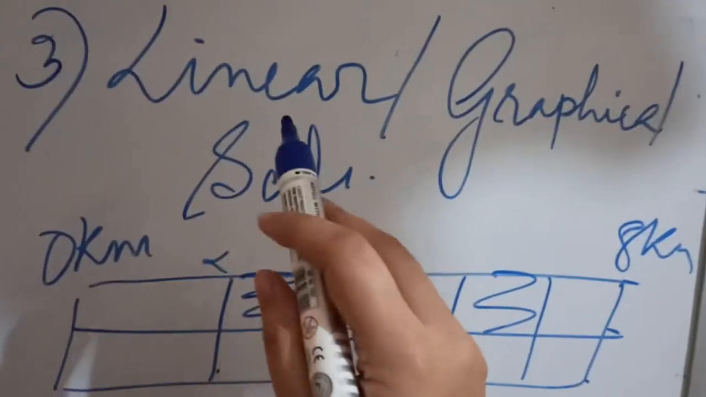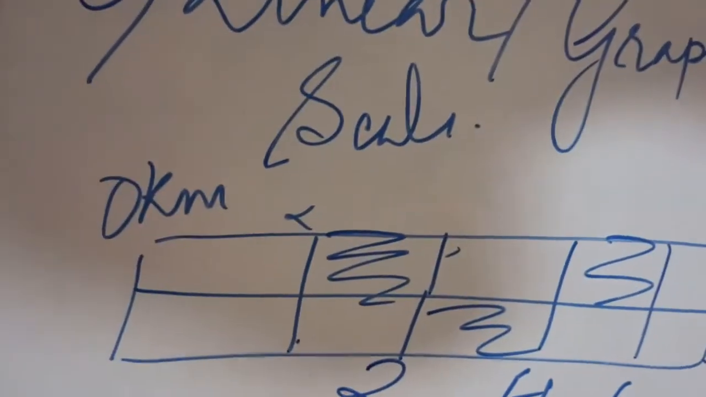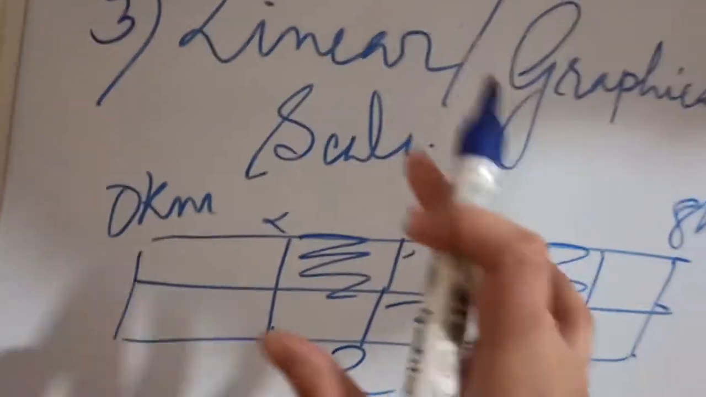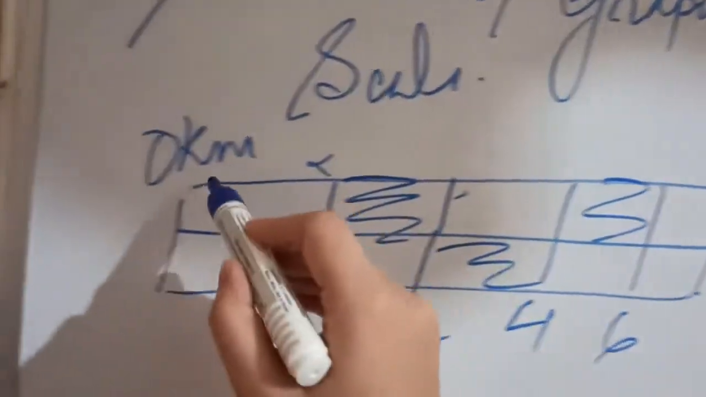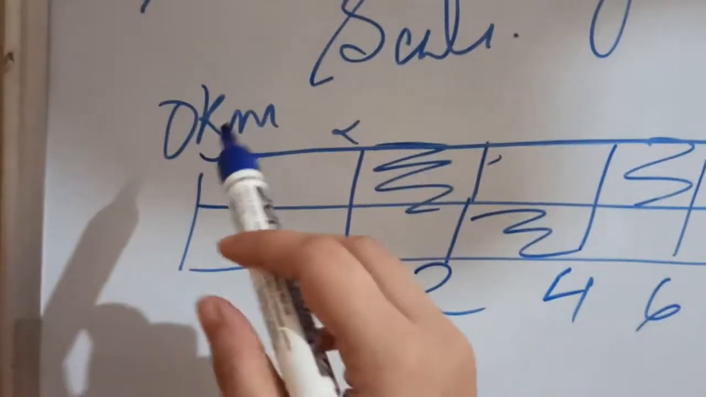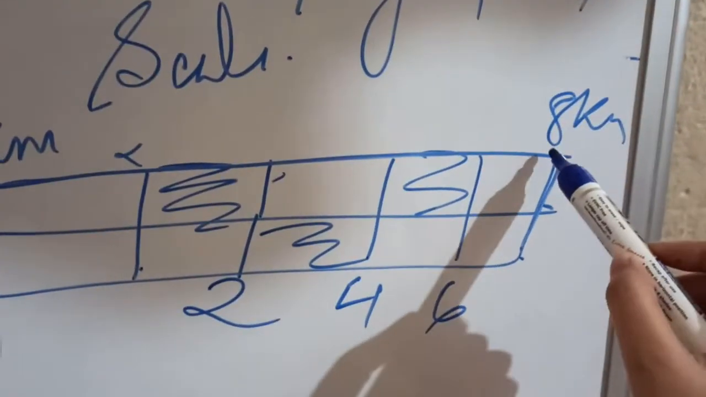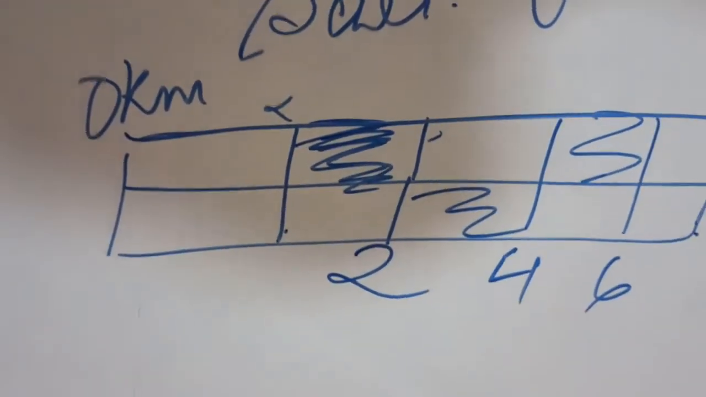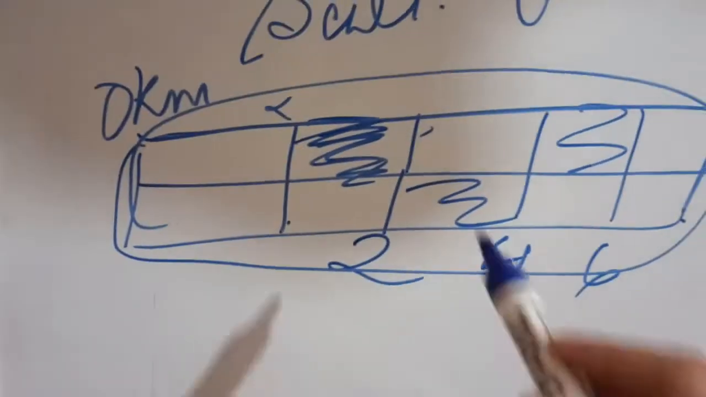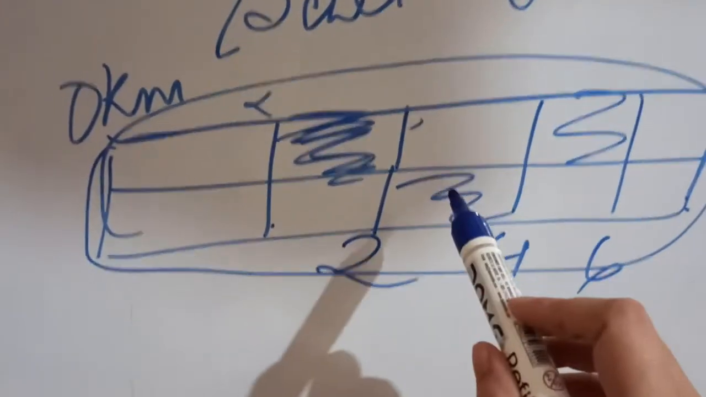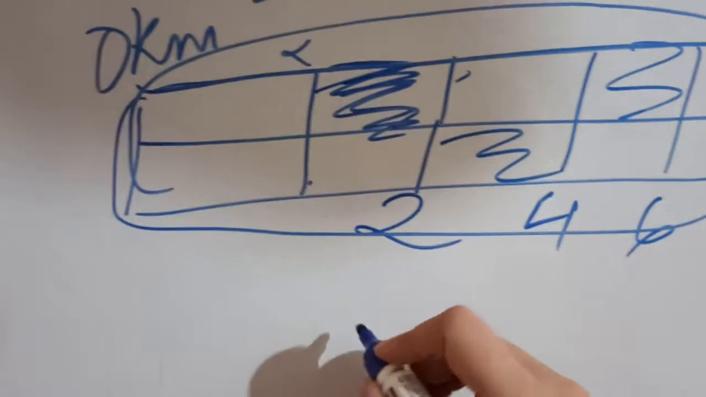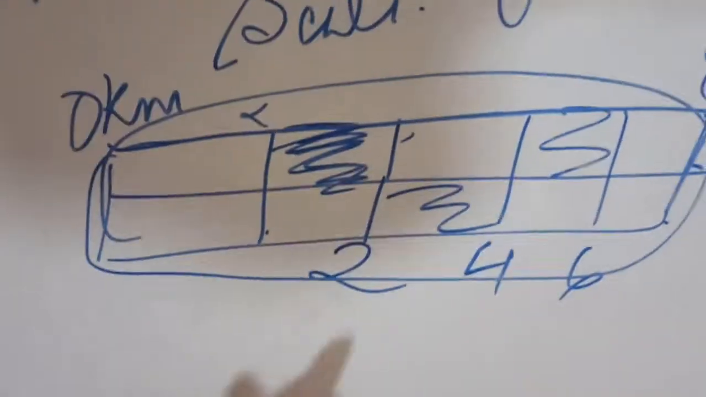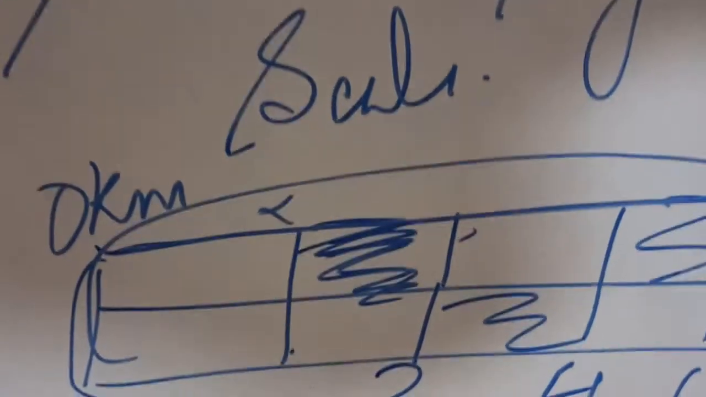The last one is the linear or graphical scale. It is represented with the help of a graphical scale like this, where the value is given in a format such as 0 kilometer to 1 kilometer in a graphical format. From this diagram we have to identify what the map distance is and what the ground distance is.